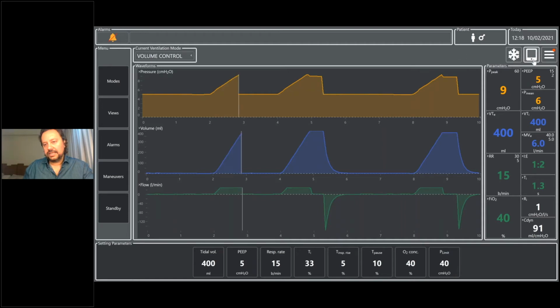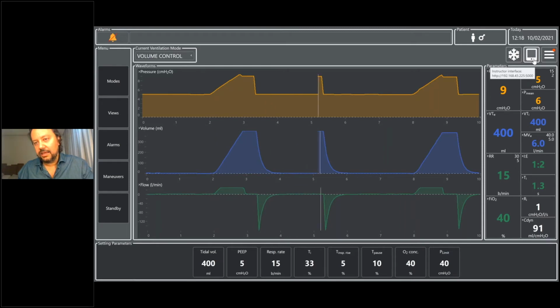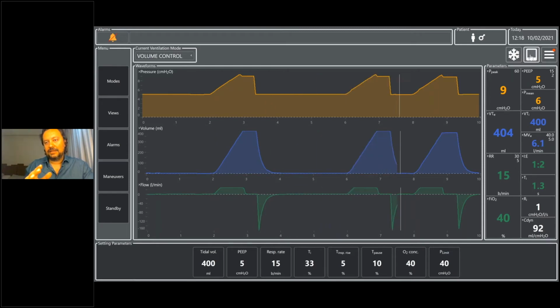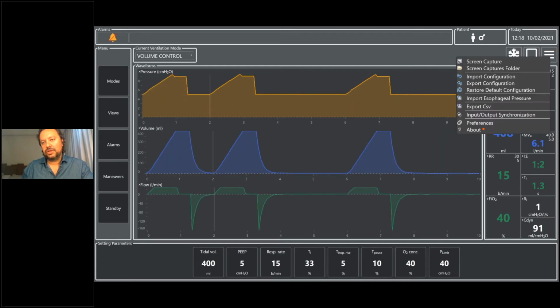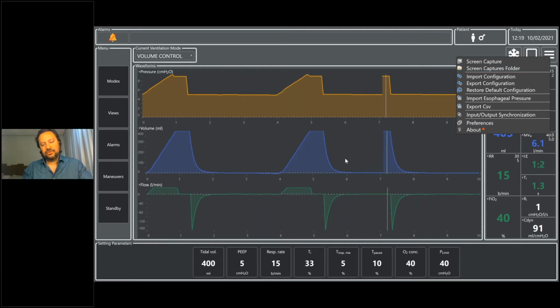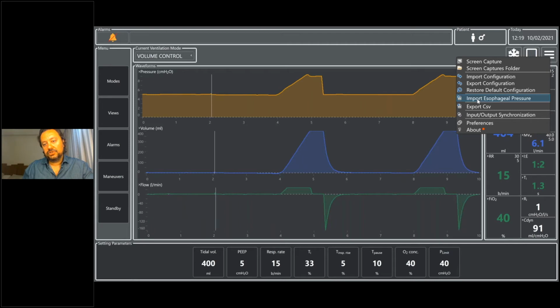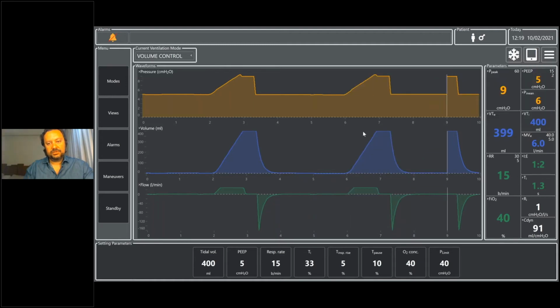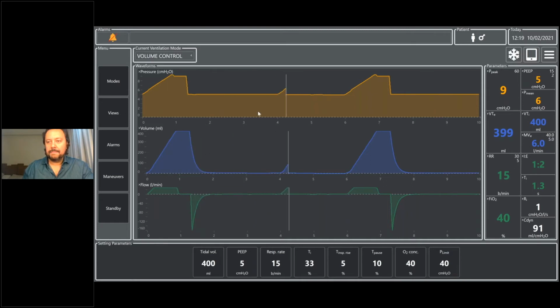And then, if you want to get the IP address for the instructor interface, you click here, and this is the settings button. Here you can capture, import configurations, export configurations, because you can adjust the configuration of what you see here in front of you. Import esophageal pressure, input-output synchronization. These are advanced settings. So you can customize your screen and import scenarios from other users. Okay, so this is the right side.